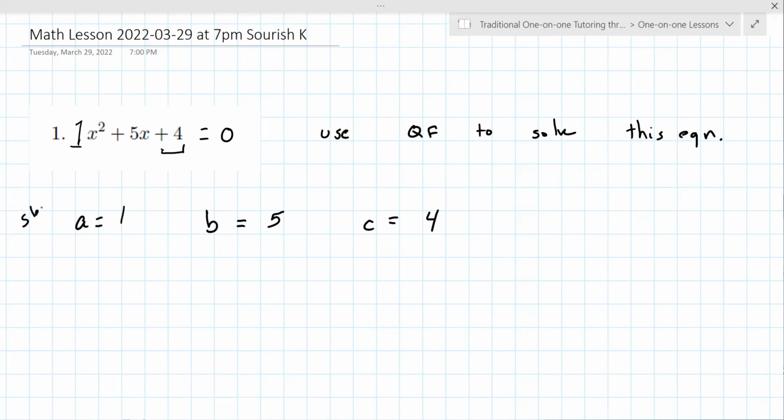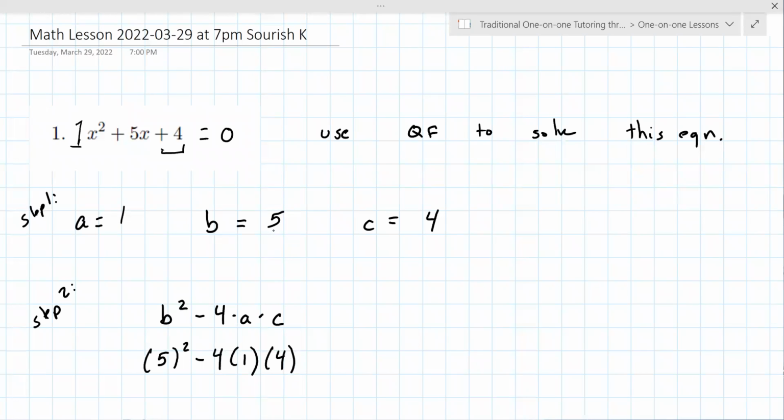Okay, so this is kind of the steps here. This is step 1 of the quadratic formula. I'm going to modify it to keep it simpler. Step 2 is to determine this value called b squared minus 4 times a times c. So you take your b value, 5, square it, then your a value, which is 1, and your c value, which is 4. We're just plugging these numbers in, and then you have to simplify this.